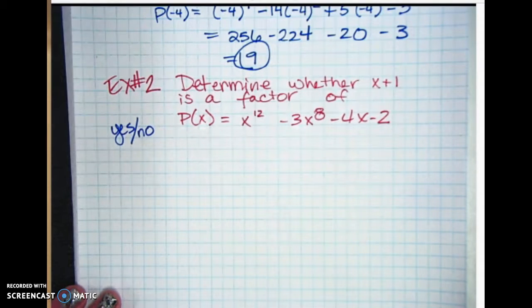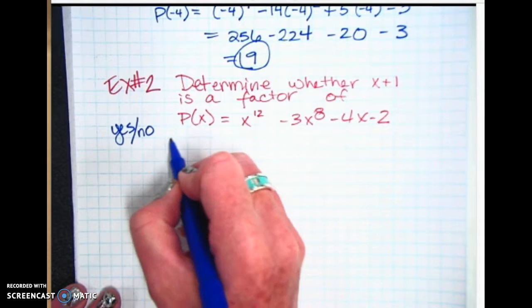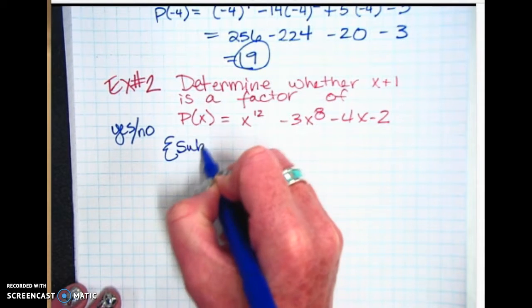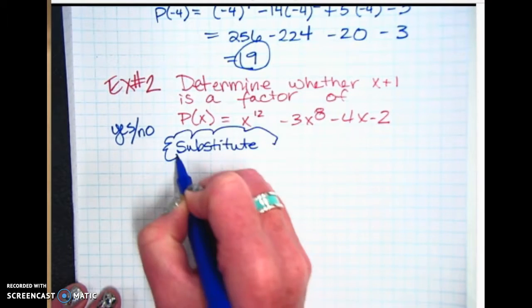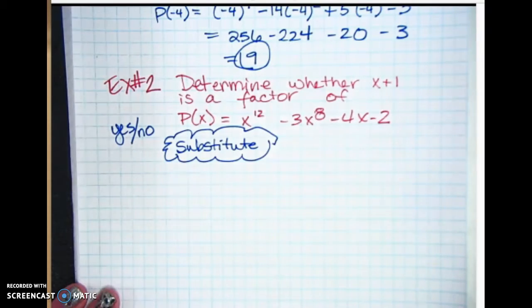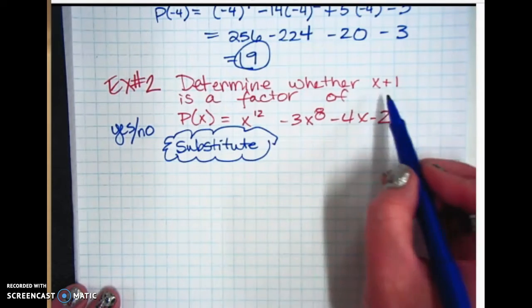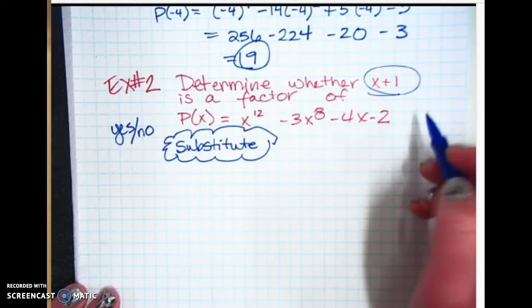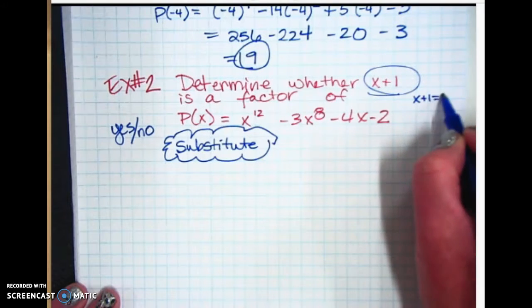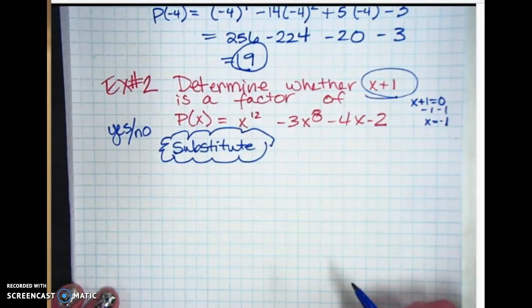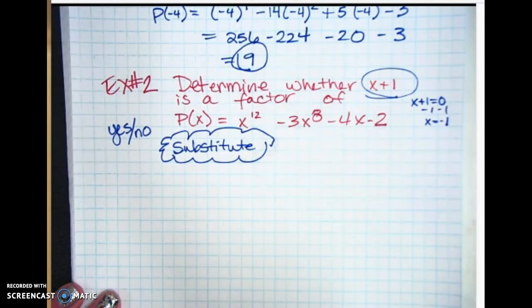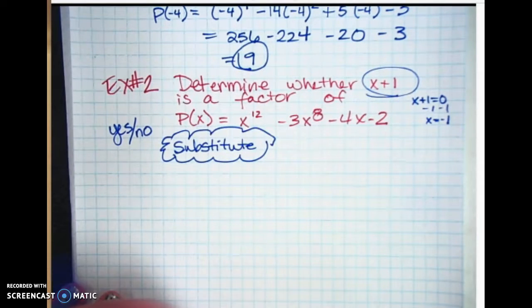You're going to do the same thing you did in example number 1. You're going to substitute in, and make sure you follow order of operations. Now, if it gives you it like this, you set it equal to 0 and subtract 1. So you're going to use -1. That's what you're going to plug in, unless they give you, like up here, P of -4 or C equals -4, whatever.